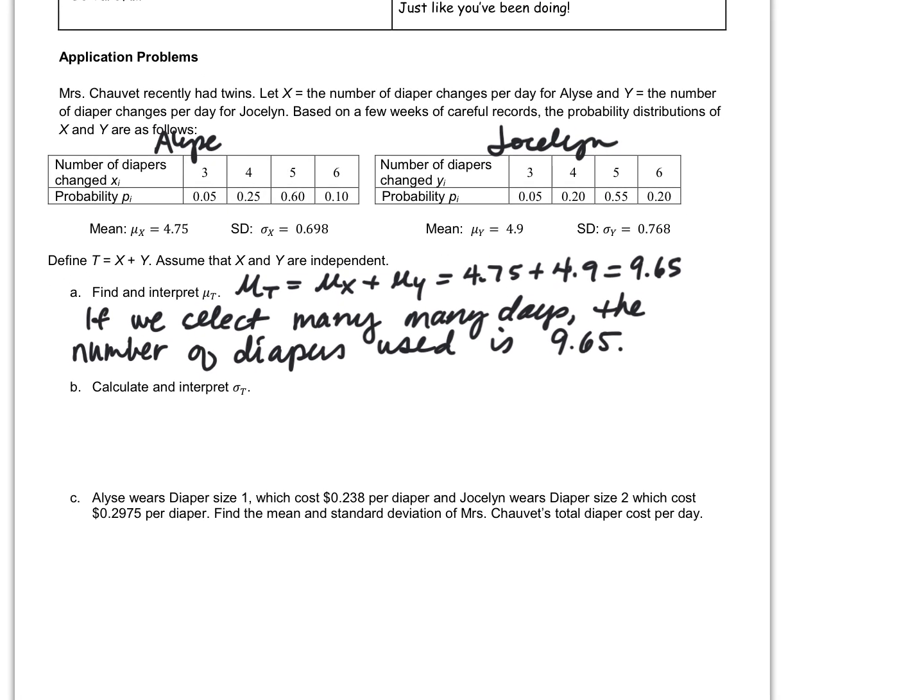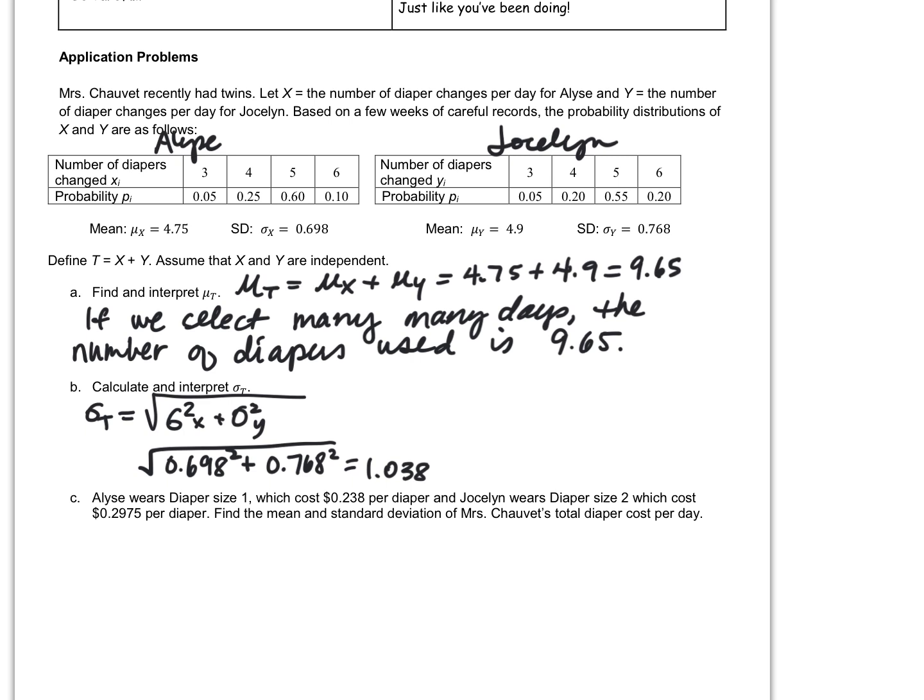Now we're going to do the same thing, but this time we're going to find the standard deviation of the total number of diapers. Standard deviation of the diapers would be the square root of the variance of X plus the variance of Y. So we got to do a little crunching here. 0.9698 squared plus 0.768 squared, and then we got to square root it. That gives 1.038.